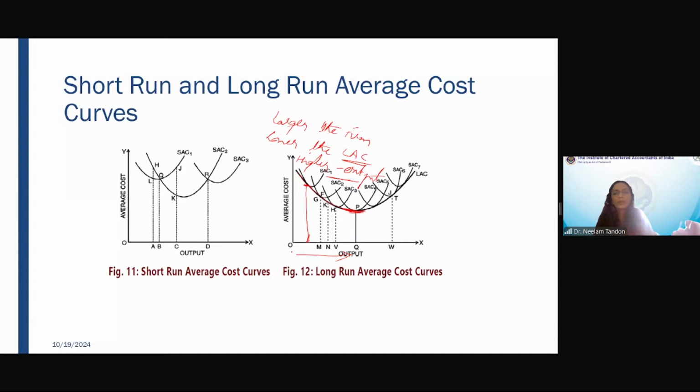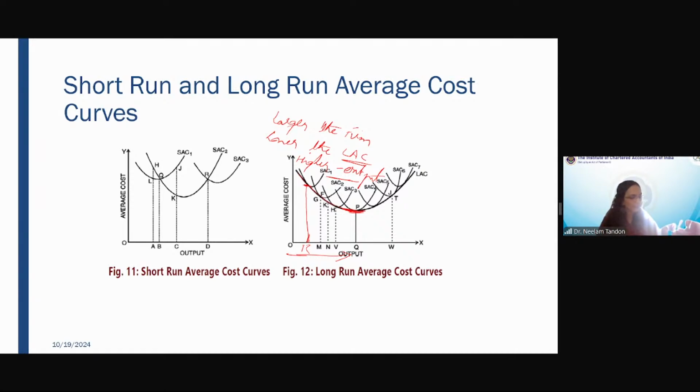Yes, OQ is definitely more than OM, ON, OB, or let's say this is point R, whatever it is, OR. So OR is less than OM, ON, and OB, and OQ is more than OR, OM, ON. So definitely as the level of cost decreases, output increases, because you always want to operate where the cost is minimum and output should be maximum.